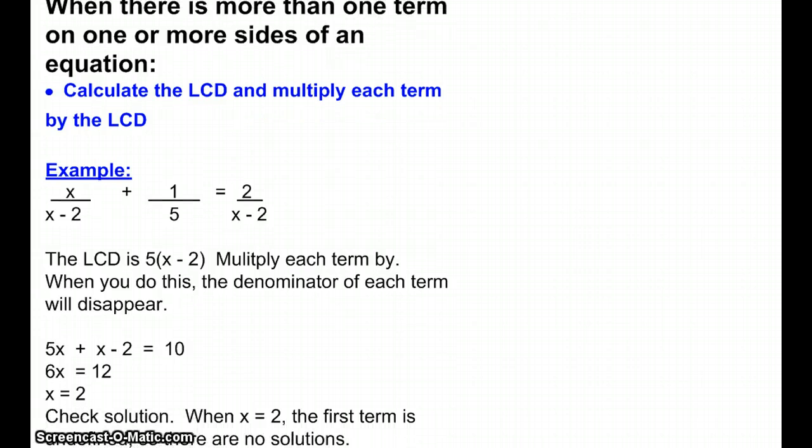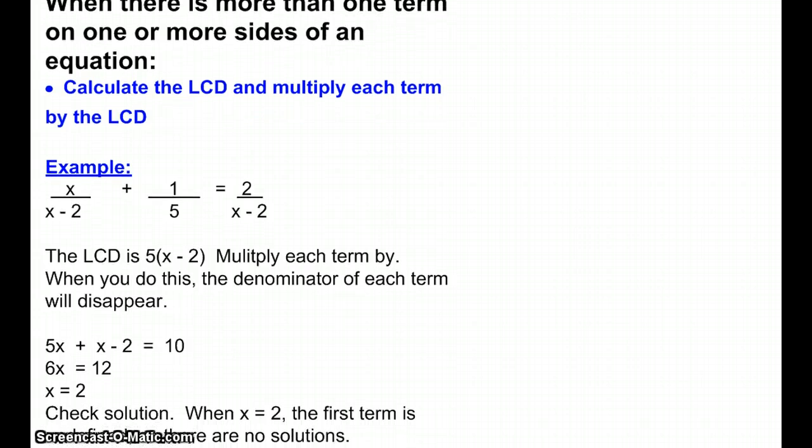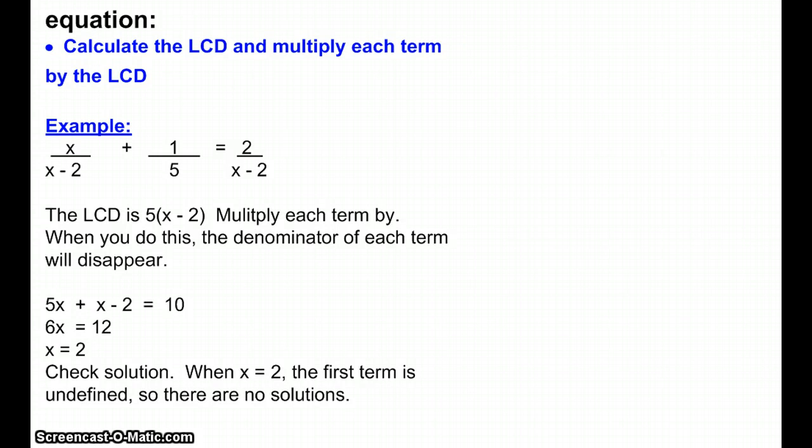So I'm going to multiply everything by 5 times x minus 2. The first term becomes 5x. Then the second term becomes x minus 2. And the third term becomes 10, because you end up with just 2 times 5. That's 10.